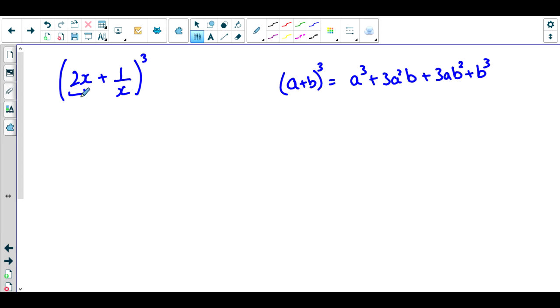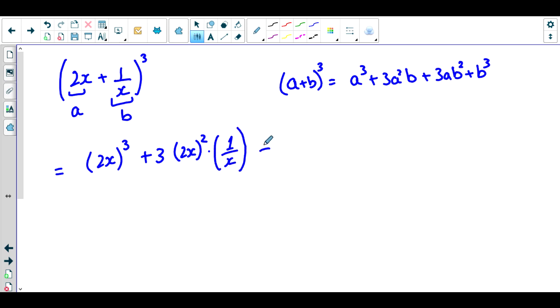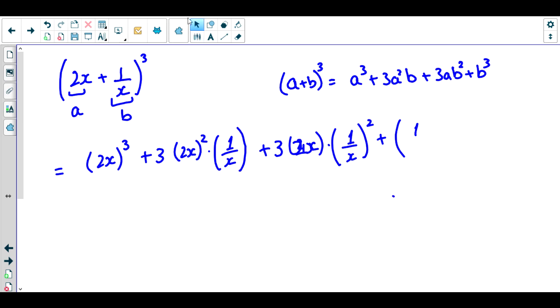So let's do the substitution. This is a, and this is b. When you are doing substitution, don't worry about the value of a and b. Just use the formula, substitute it. So we have a cube, which I will write as 2x cube, because my a is 2x. Plus 3 from the formula, a square, so I put here 2x square into b. B is 1 over x. Plus 3 into 2x into b square, which is 1 over x square, plus b cube, which is 1 over x cube.